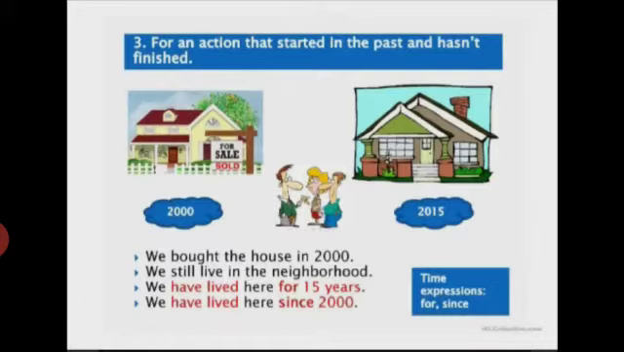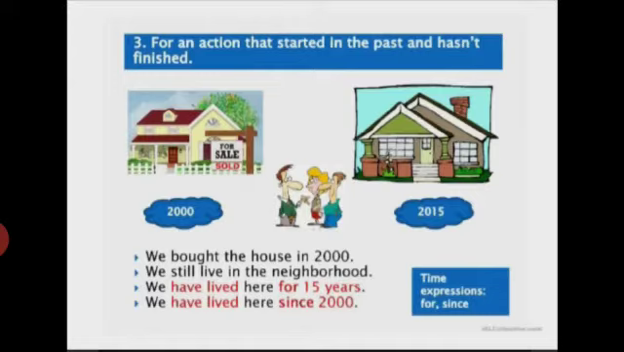About the house in 2000, we still live in the neighborhood. We have lived here for 15 years. From 2000 to 2015, there are 15 years. We have lived here for 15 years. This is an action that started in the past and hasn't finished. They still live here in this house. We have lived here for 15 years, or we have lived here since 2000.